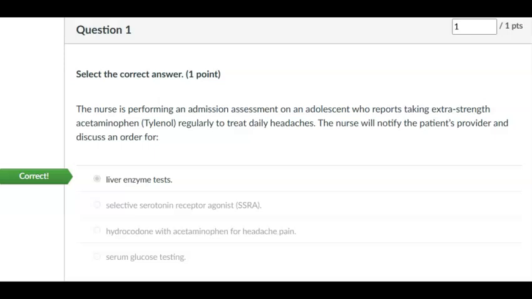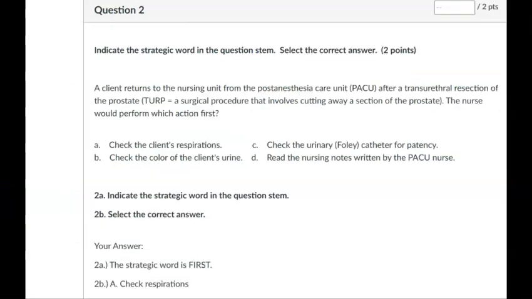Question 2, you needed to indicate the strategic word in the question stem and select the correct answer. The question states, a client returns to the nursing unit from the post-anesthesia care unit or PACU after a transurethral resection of the prostate, a TURP. The nurse would perform which action first?